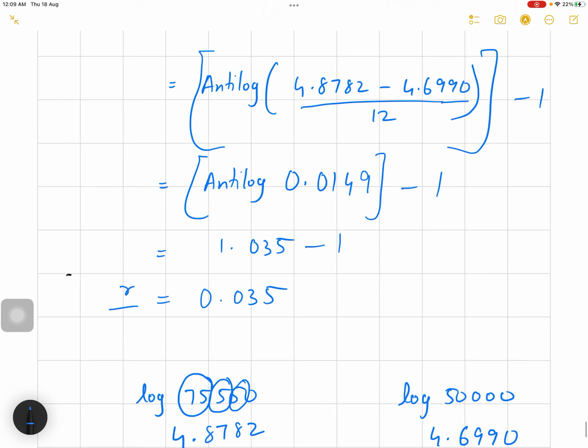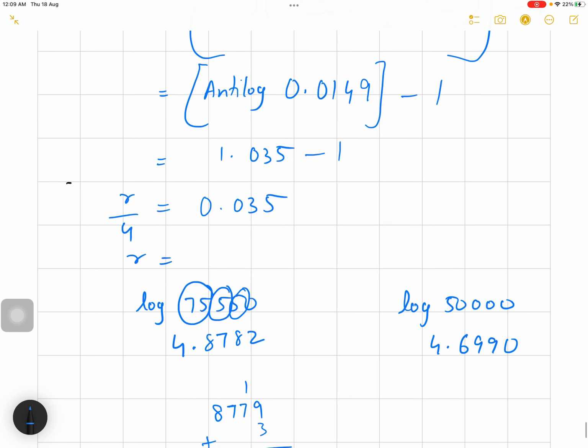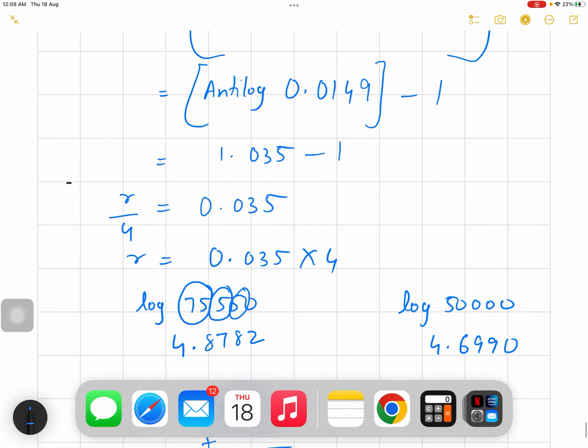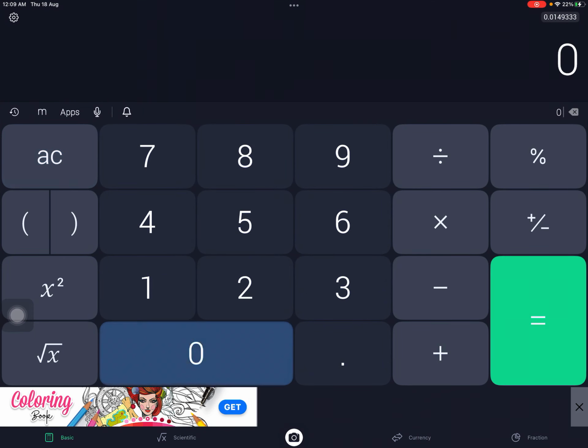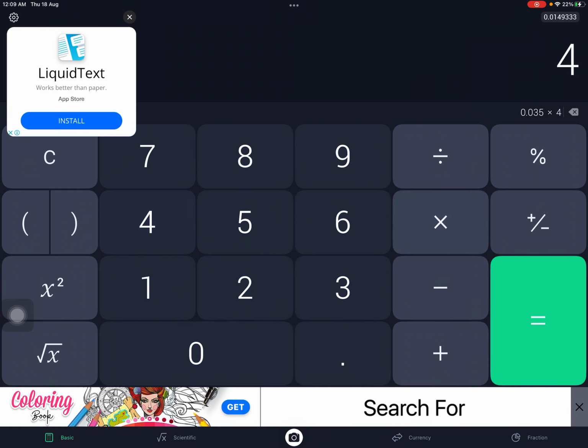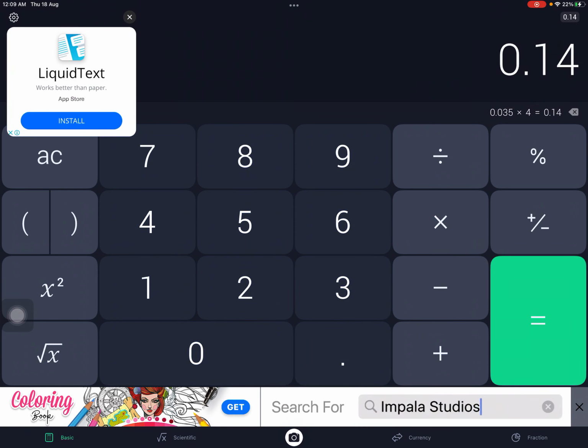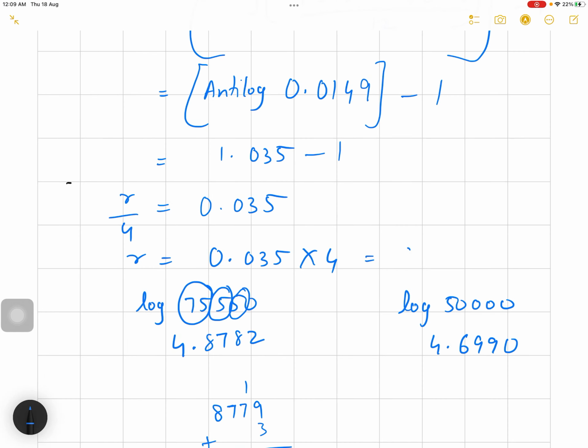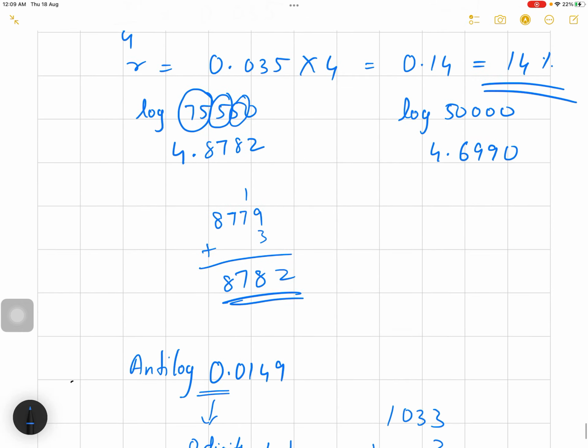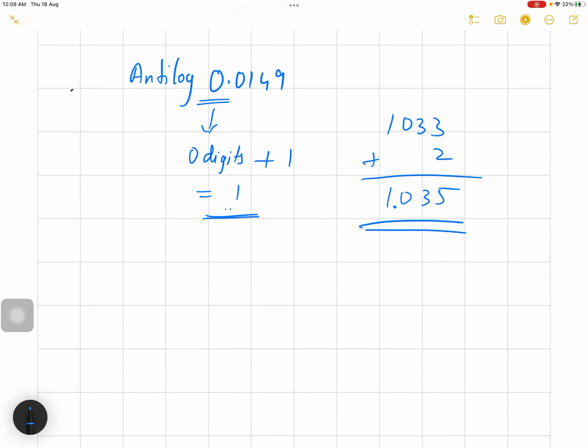So r divided by 4 is equal to 0.035. So r is equal to 0.035 into 4, which comes to 0.14, or 14%. So the answer is 14%. So r is 14%. Let us find the effective rate of return.